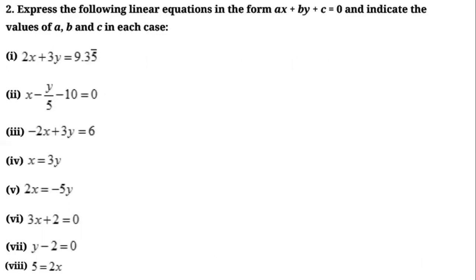Here we have been asked to express the following linear equations in the standard form, that is ax plus by plus c is equal to 0, and indicate the values of a, b and c in each case. In each of these 8 questions, which you can see on the screen, we are supposed to first express them in the standard form, ax plus by plus c is equal to 0, and then mention what a, b and c represent in these 8 equations. Let us start doing that one by one.